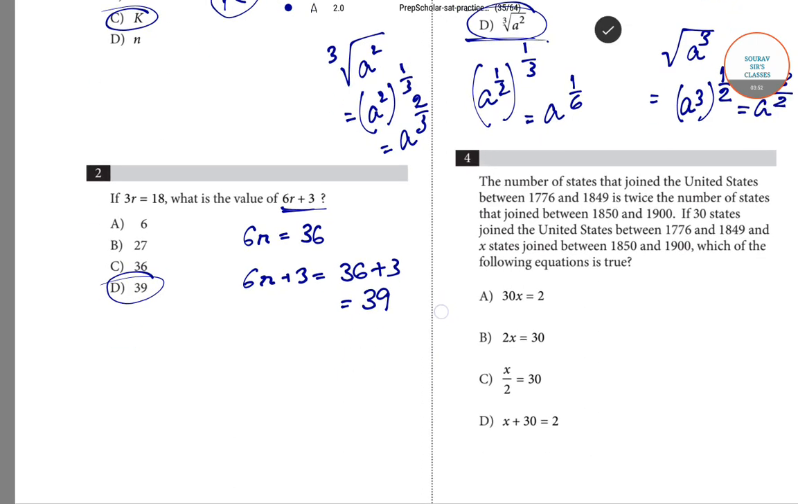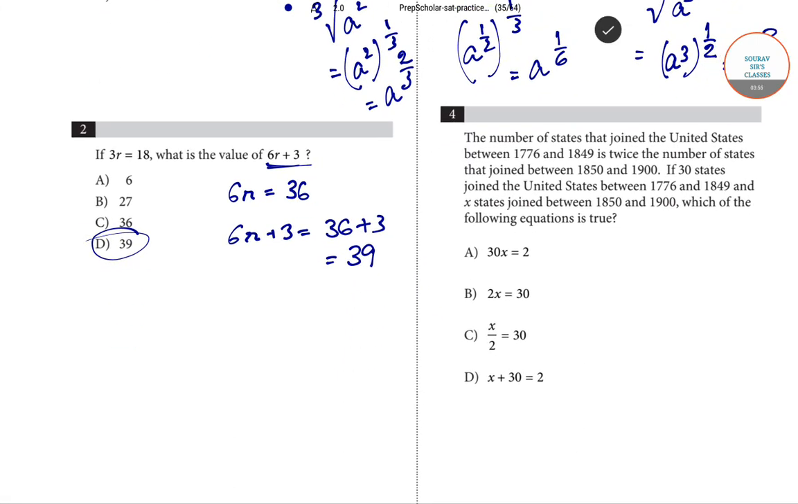Last question for this video. The number of states that joined the United States between 1776 and 1849 is twice the number of states that joined between 1850 and 1900. If 30 states joined the United States between 1776 and 1849 and x states joined between 1850 and 1900, which of the following equations is true? It is mentioned that the number of states joined between 1776 and 1849 is twice the number of states that joined later.